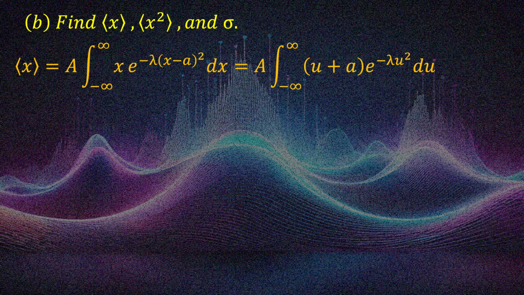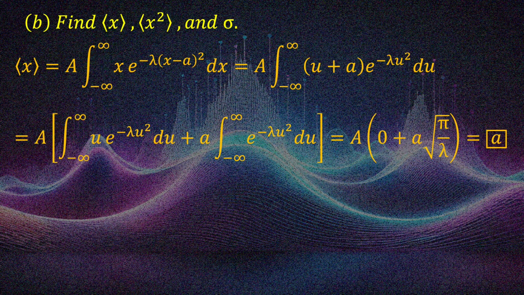We do the substitution u equals x minus a, then this becomes such an integral, and you can separate it into two integrals. Whenever you have an integral from minus infinity to plus infinity, you can always check whether it's an odd or an even integral. If it's odd, it becomes 0, and this is an odd integral, so the first expression goes to 0. We learned in a previous video what this Gaussian integral is. Then we can substitute that, and you get the expected value of x is a.